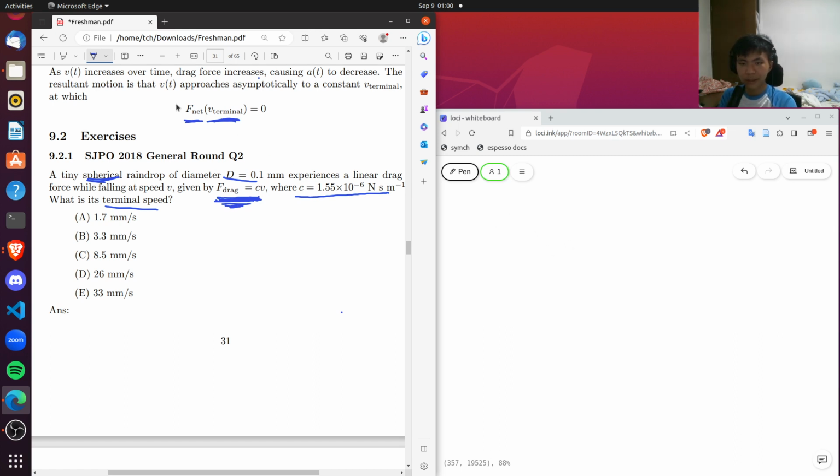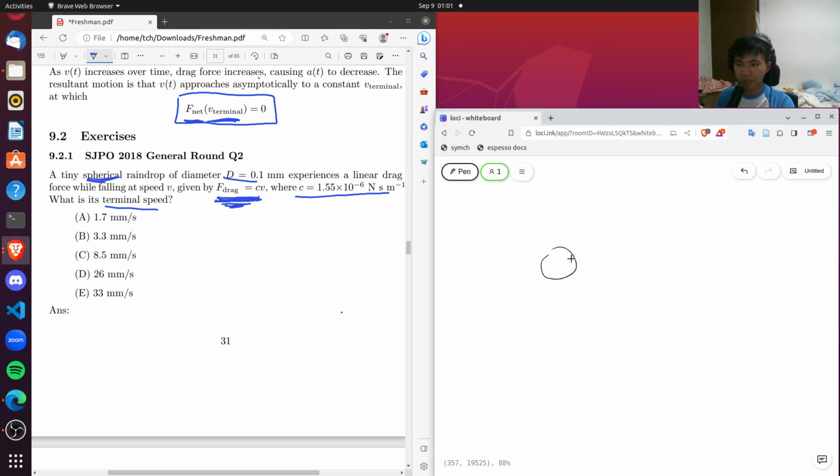So recall that the terminal velocity is the velocity that makes the net force 0. So the raindrop is falling and it has gravitational force acting on it, mg, and it has drag force, F drag equals cv, where v is the velocity of the raindrop. So the terminal velocity is the velocity that makes the net force 0, and hence the terminal velocity satisfies the following equation: c v terminal equals mg.